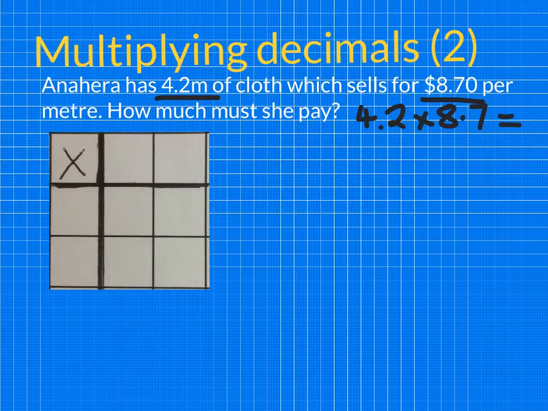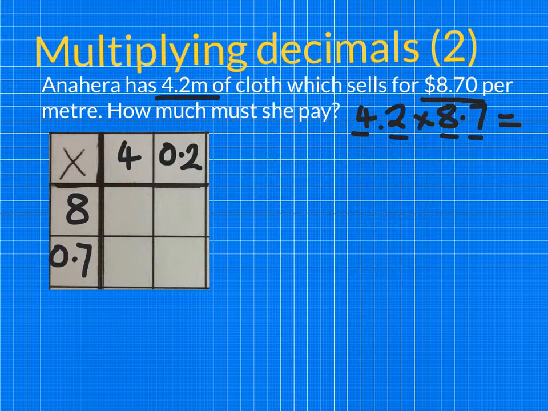When we're putting our numbers into our rectangle, we need to split them up. The 4 is 4 units and the 2 is 2/10 or 0.2. The 8 is 8 units and the 0.7 is 0.7 or 7/10. Now we can start to do our calculations and work out the area of the rectangle. In this box here we have 8 times 4, which is 32.